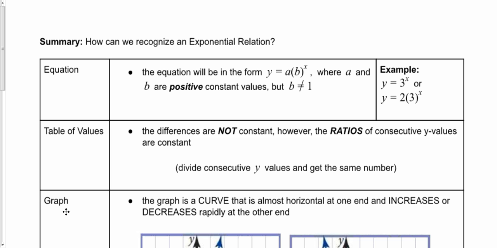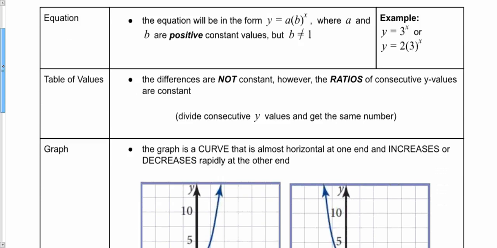So in a couple of examples, you might have 3 to the exponent x, or you could have y is equal to 2 times 3 to the exponent x. And again, the key here is that the exponent, or the highest exponent in the equation, is the variable. Inside of a table of values, the differences are not going to be constant. The first differences won't be constant, the second differences won't be constant. However, the ratios of consecutive y values are constant. So if you divide one y value by the next, you will get the same number, regardless of the direction you're going, if you're going up the table of values or down the table of values.